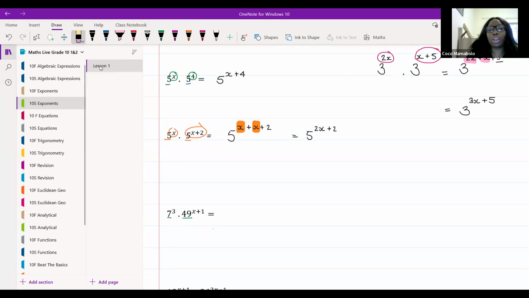Right. So what we're going to have is 7 to the power of 3 times 7 squared. But remember that 49 was already to the power of x plus 1. So now I have to say 7 squared to the power of x plus 1. I now see that I have a bracket and an exponent. What do I need to do with my two exponents here on the inside?